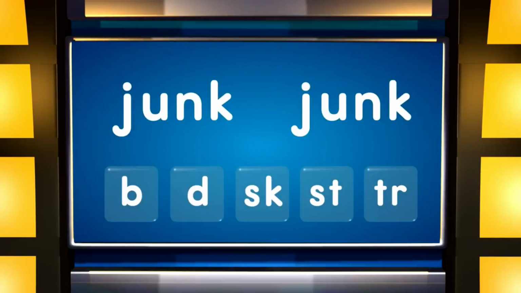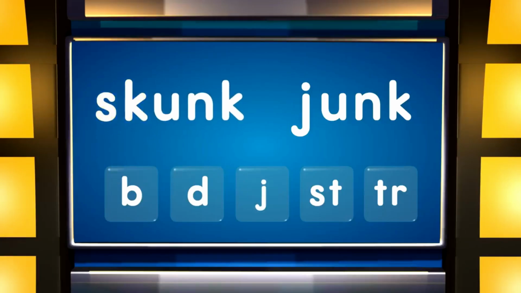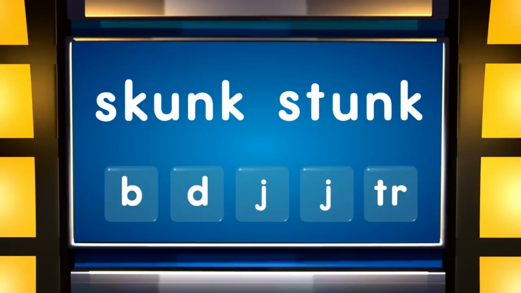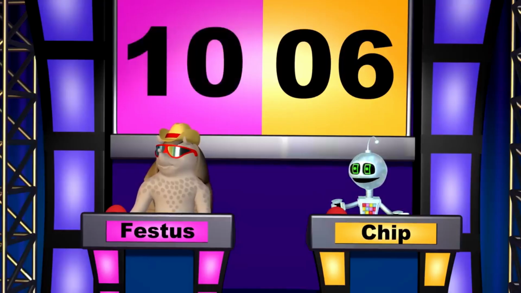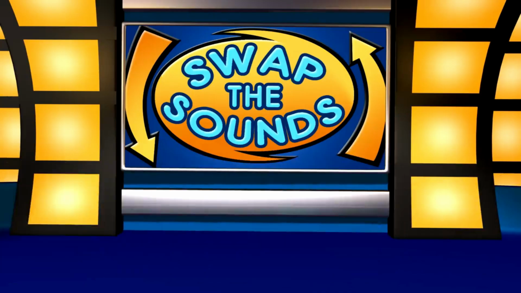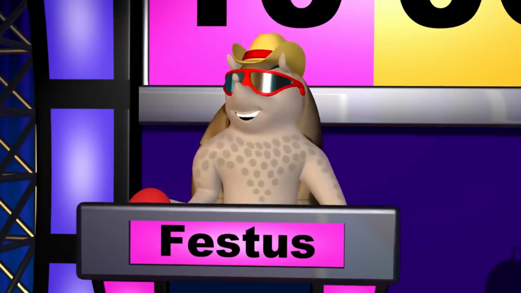Junk. What sounds do you need to change to get 2 words for a smelly animal that made a stinky smell? Festus? Just change the J to SK. And then swap the other J for ST to make a skunk that stunk. Super! Double the 2 points brings your score to 10, Festus. You're on a roll today. I'm on a roll? Okay. Does that mean I win?